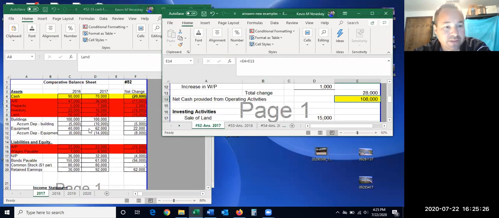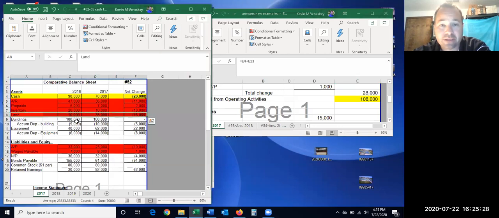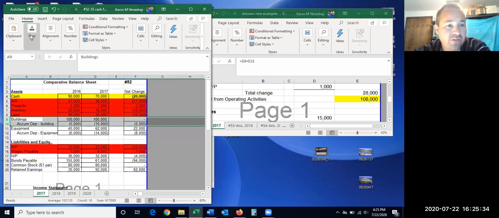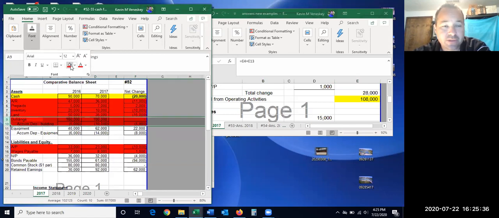Now with the buildings, nothing happened with the buildings. So I don't have to do anything with that. I can just skip right on through that. And remember, we don't do anything with accumulated depreciation except help prove some numbers.